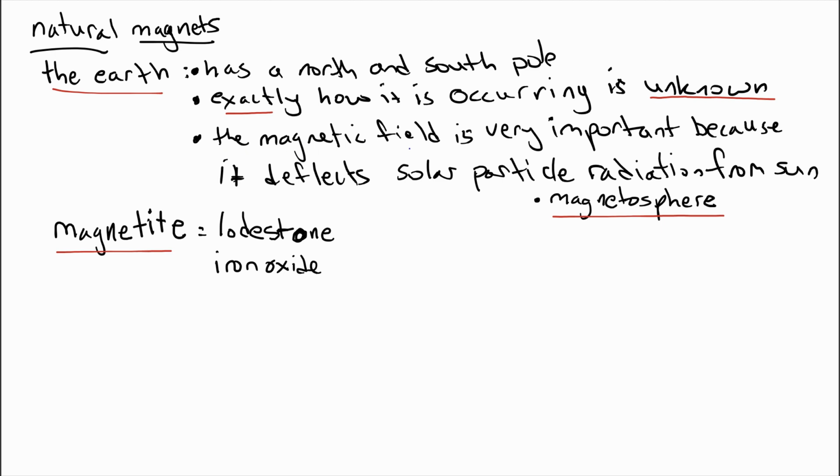The magnetic field is very important because it deflects solar particle radiation from the sun, and this is part of what's called the magnetosphere. And then there's natural rocks called magnetite, or called lodestone, which are iron oxides that are natural magnets that you could find on the Earth.